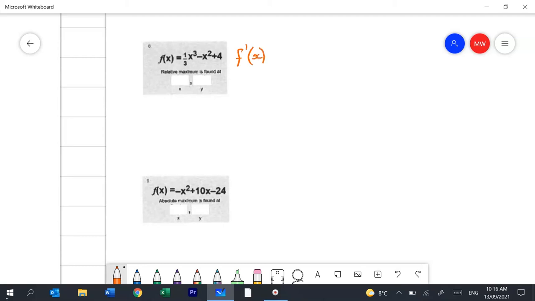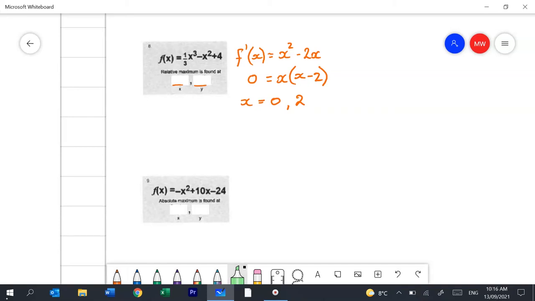So f dash of x is going to be x squared minus 2x, and that's it. And now I'm going to try and find my x value by making the gradient 0 and factorizing this. We know that x is 0 and it's 2. So we've got two values here. Don't know which one it'll be yet. Okay. And now what we'll do is we'll find out what our two corresponding y values are.